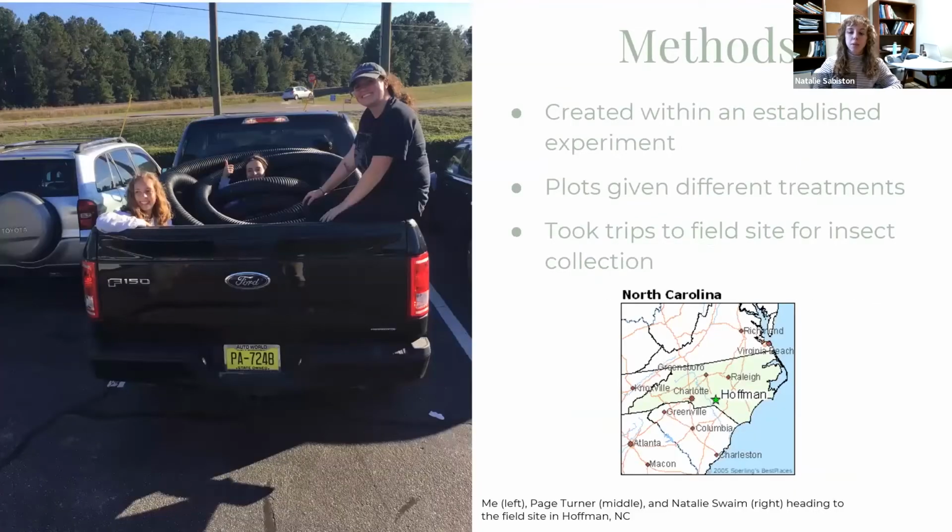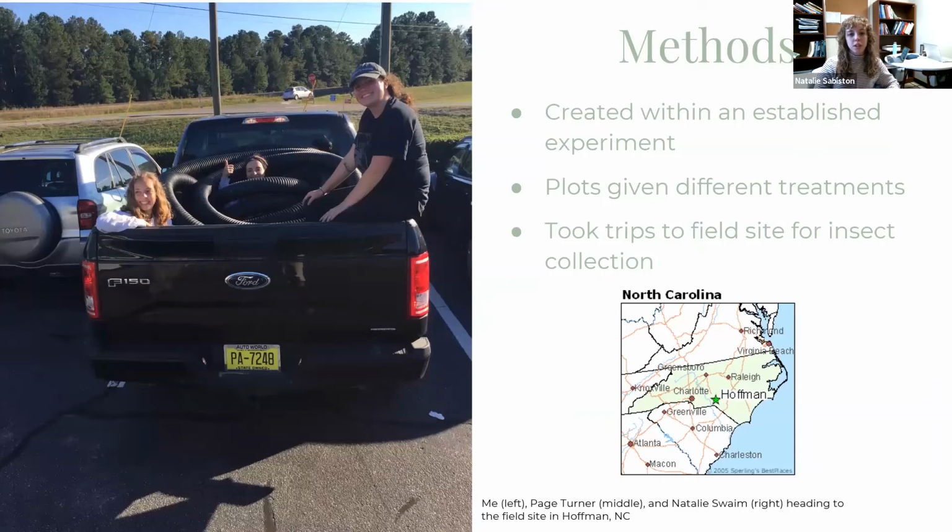So this experiment was completed within an already established experiment. The established experiment is in the Sandhill Game Lands of Hoffman, North Carolina. It simulates nutrient deposition in order to see how future nutrient availability will affect plant communities specifically. And it's part of a global network of sites that are conducting the same experiment. But I personally wanted to focus more on the arthropods that also existed within these plots rather than the plant communities that were already being researched.